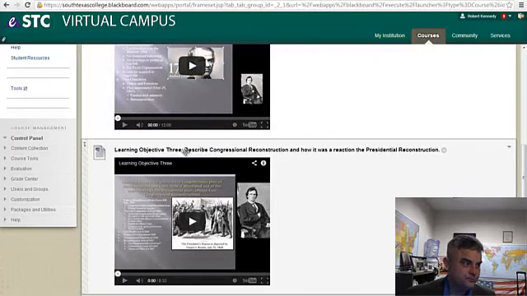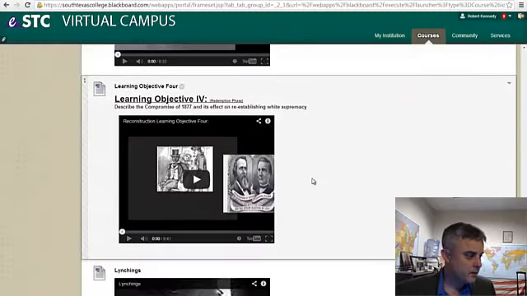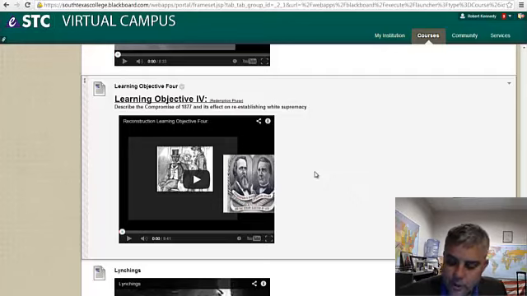Same thing with learning objective 3. Describe congressional reconstruction and how it was a reaction to presidential reconstruction. So after you've taken notes over the last couple of days, you should have enough information there to write a paragraph to perhaps two paragraphs of information, right? Learning objective 4, same thing, right? Then you have four learning objectives with anywhere from 6 to 10 paragraphs to respond to if that is the exam that's chosen during exam 1.